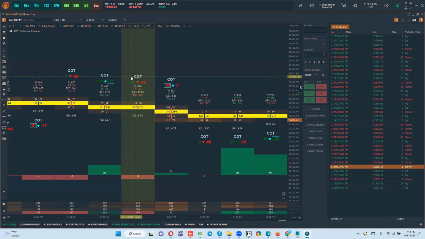Positive delta. From the low till the close, there were more buyers, and from the high till the close, there were more sellers. So that is the meaning of COT high and low.